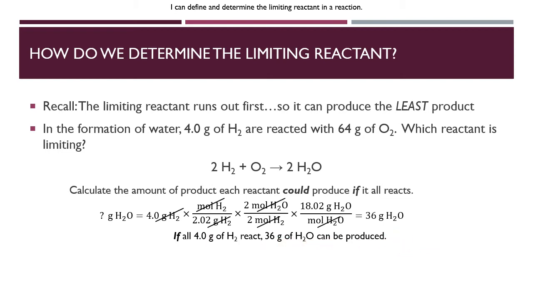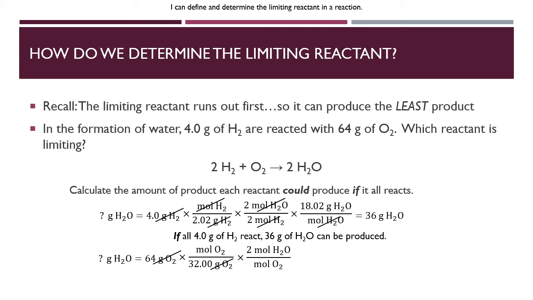We now need to do the same thing for the oxygen. We need to see how much water that can produce if it all reacts. So the same thing we did before, a gram, mole, mole, gram. I want to know how much water we can produce from the 64 grams of oxygen. So just like before, it's a gram, mole, mole, gram. I use the molar mass of O2.